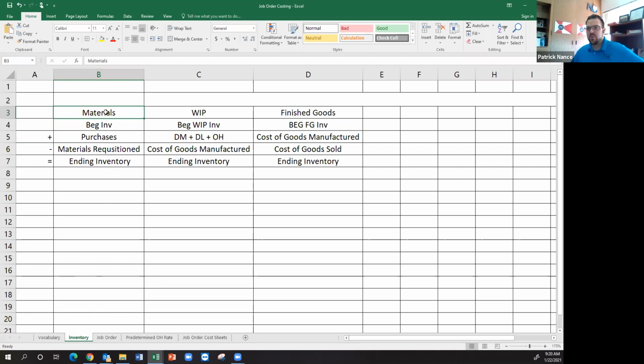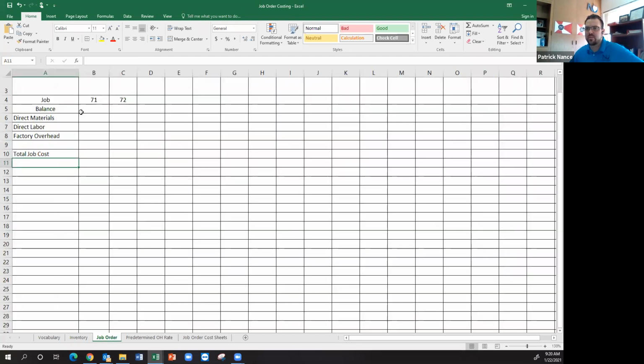So just as before, we still have materials, and we have our beginning inventory and things that come in, and then we have materials requisitioned. Materials requisition, remember, goes into my job order, goes into my work in process. But specifically what I will do is when materials are requisitioned, direct materials especially, I will separate out those materials by individual job. So I won't just say, okay, this is all the materials that left my raw materials inventory for the month. Instead, I'll say, okay, $10,000 worth of materials went to job 71 and 15,000 went to job 72, or whatever the numbers are.